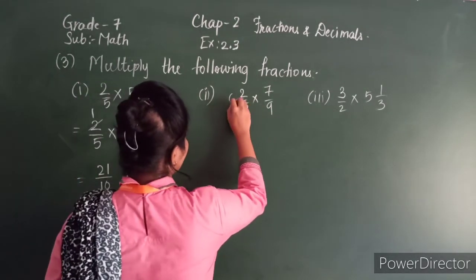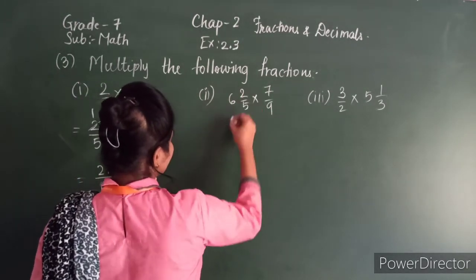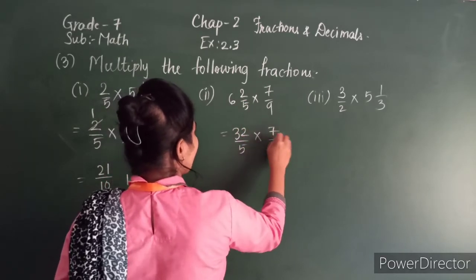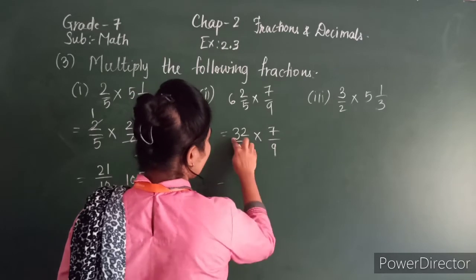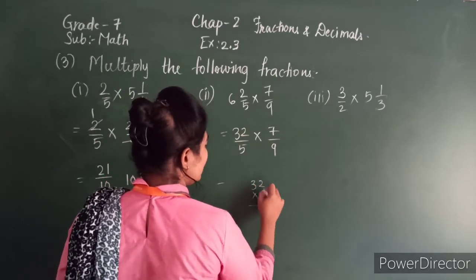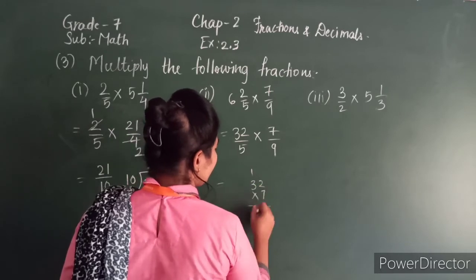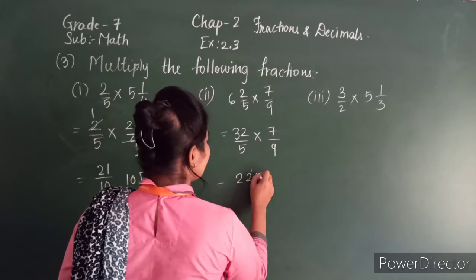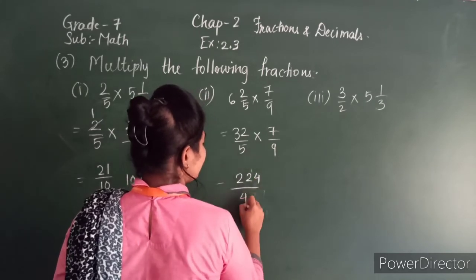Then here 6 5s are 30, 30 plus 2 is 32 upon 5, into 7 upon 9. So now here we have to multiply 32 into 7. So it is 224. So it is 224 upon 5 9s, that is 45.